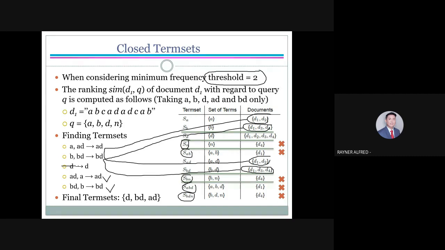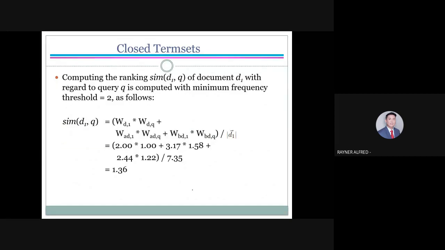So basically we don't need this one. Final term set, D. Where is D here? Oh, we need this one because it exists 4 times. So this is okay, because D exists 4 times. So when we simplify all this, we get only 3, and we only compute the 3 of them.